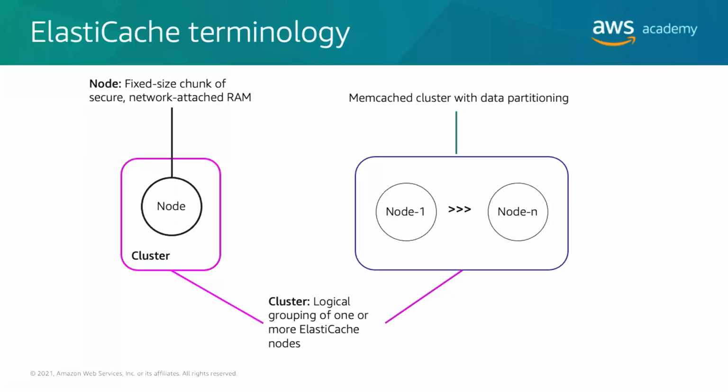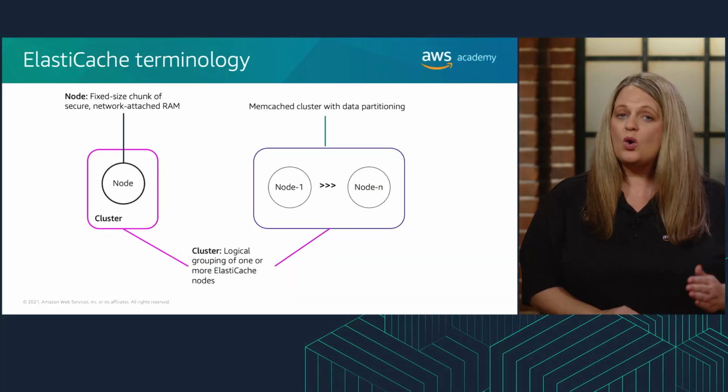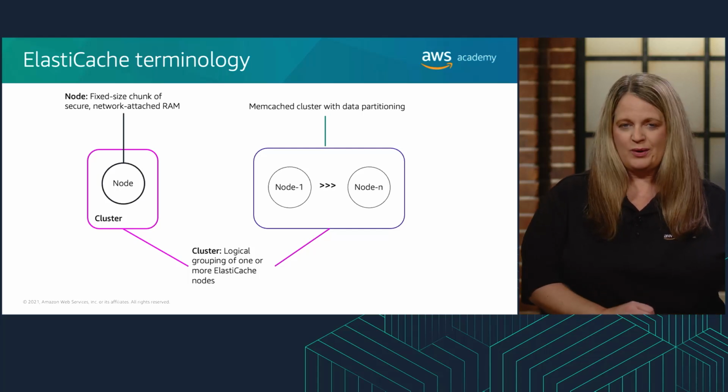Each cache node has its own DNS name and port. Multiple types of cache nodes are supported, each with varying amounts of associated memory. Your application connects to an ElastiCache node or cluster by using a unique address that is called an endpoint.